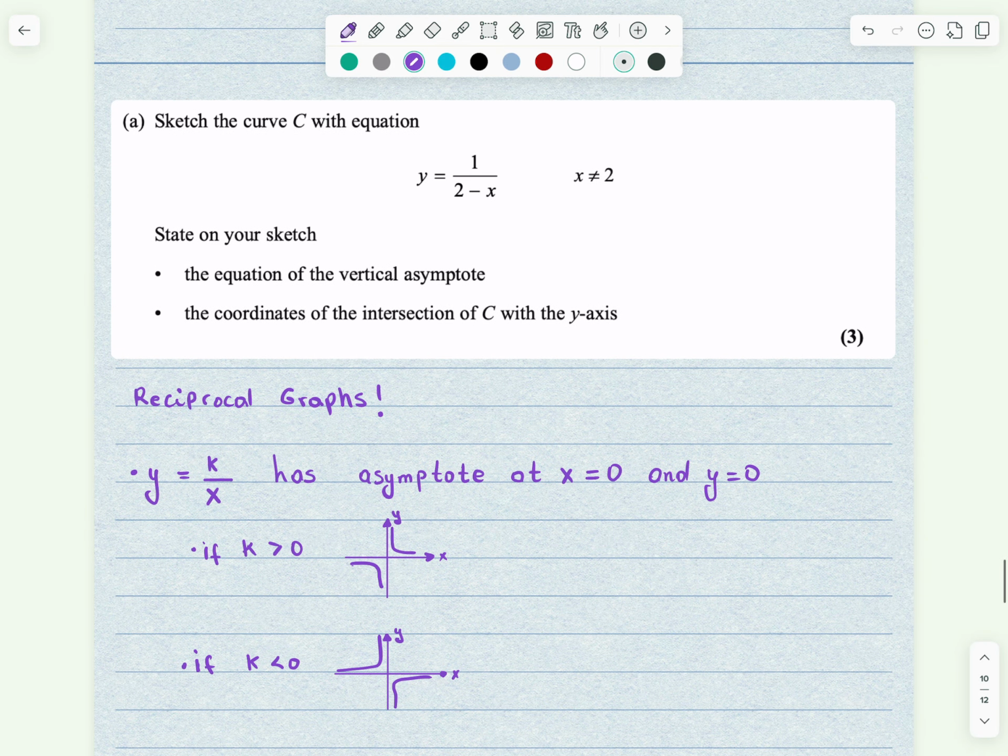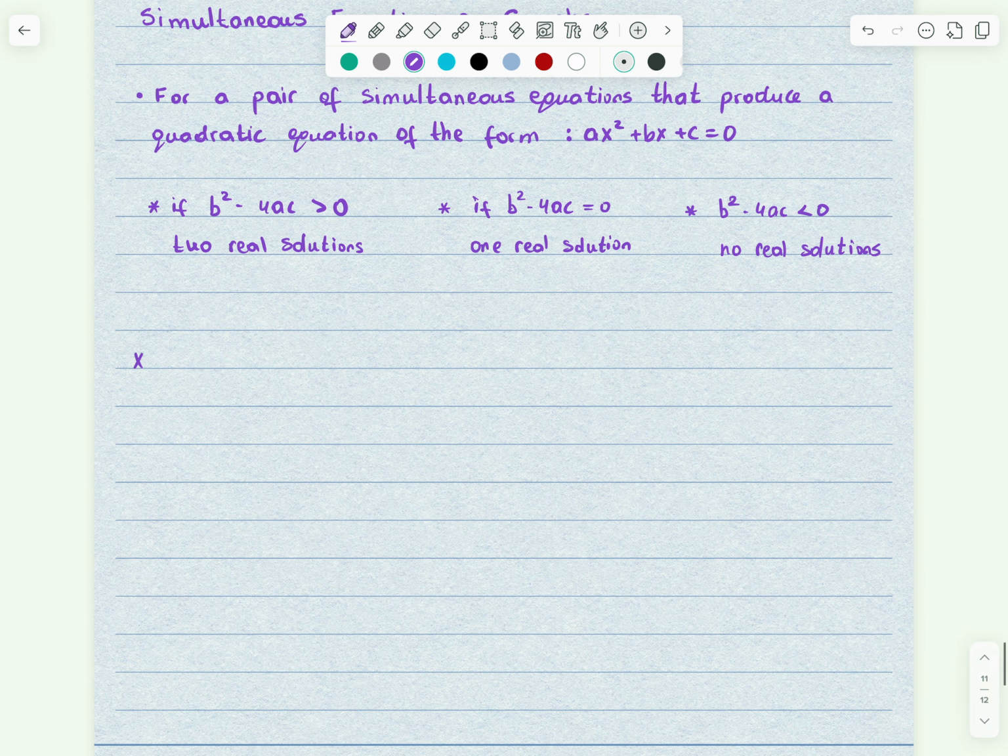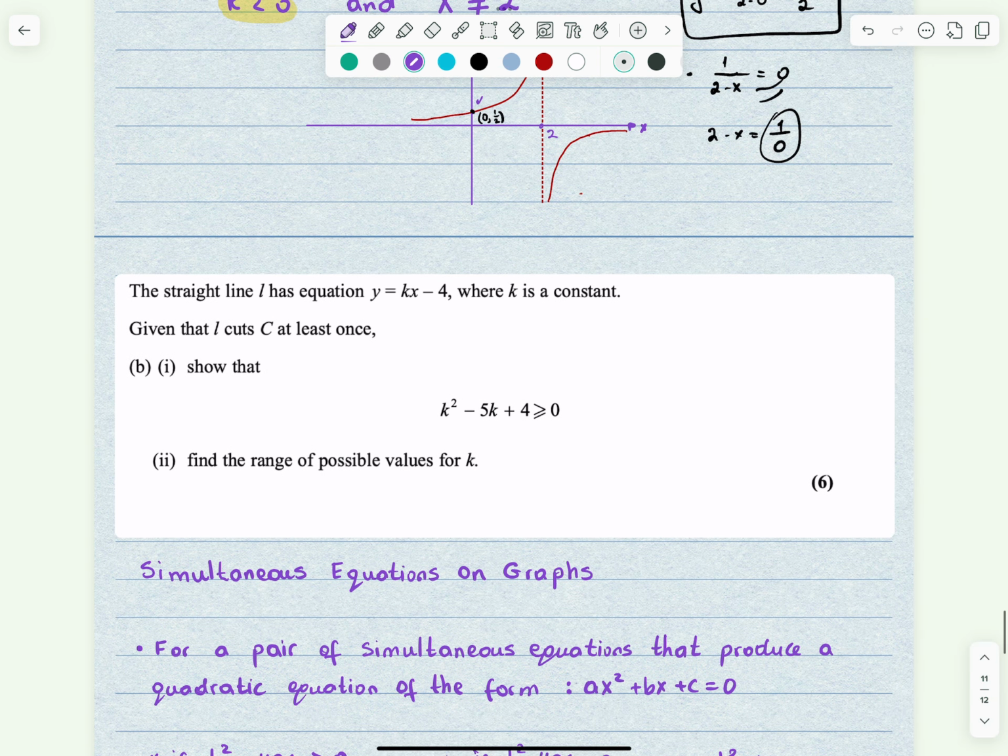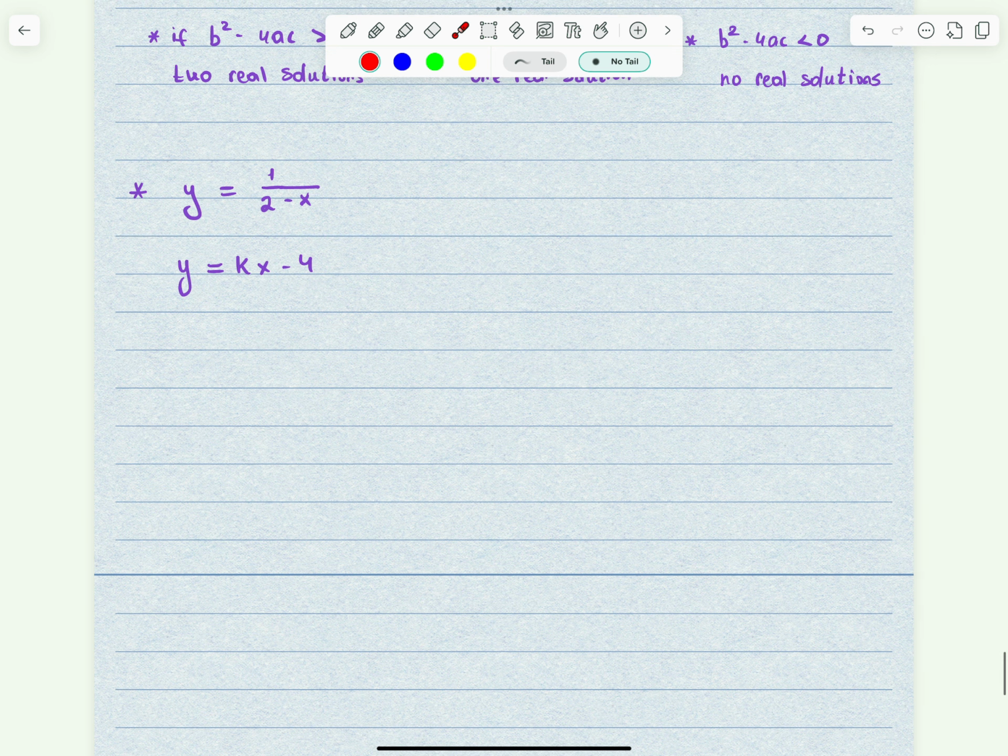Remember, we had that equation on the top as y equals 1 over 2 minus x. I'm going to take that: y equals 1 over 2 minus x. And there is one more equation they are giving us, y equals kx minus 4. As you can see, that's a simultaneous equation. They have an intersection, which means they have a common x point and a common y point for both graphs at some point.